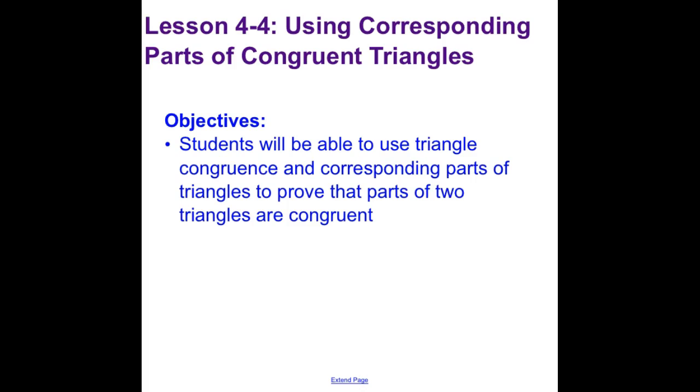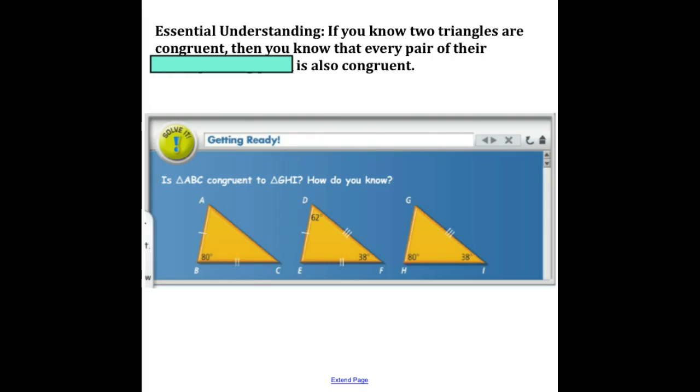So, let's take a look at this problem first and have a discussion. It says, if you know two triangles are congruent, then you know that every pair of their corresponding parts is also congruent. That's how we started off this chapter. We had to prove that everything was congruent. If we could show that everything was congruent, then we could say, well, in fact, these shapes are congruent. Now what we're saying is, if you can use angle-side-angle, side-side-side, side-angle-side, or angle-angle-side to prove congruent triangles, then you've shown that everything about these triangles is congruent.